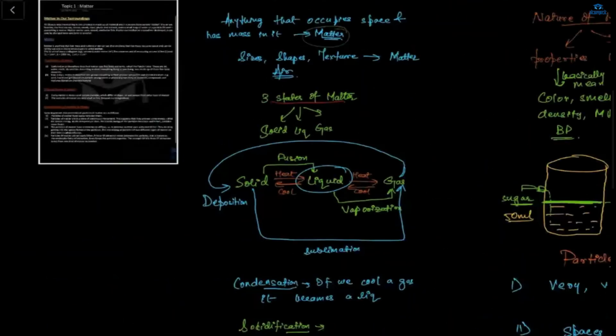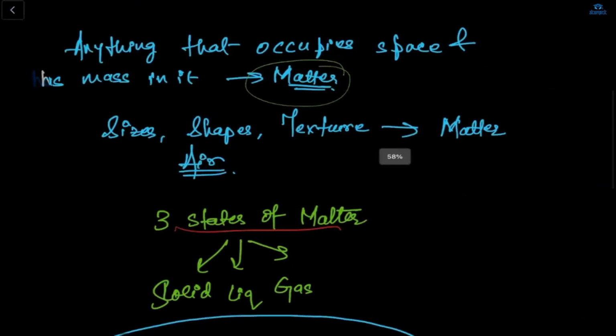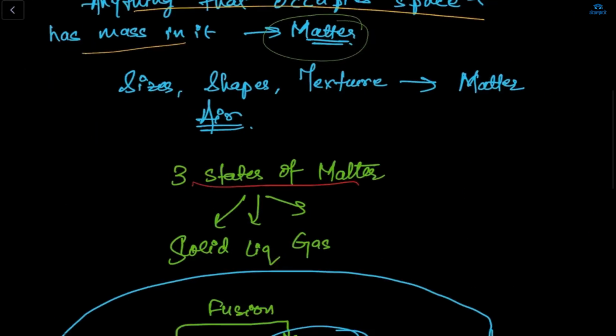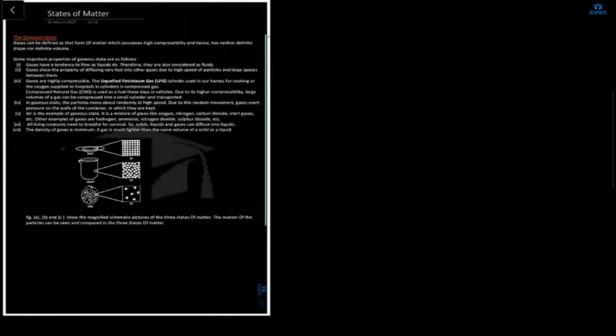Now, we'll switch to the next part, matter in our surroundings. What is matter? Matter means anything that occupies space and has mass. The same thing we already discussed. Matter is of three types: solid, liquid, and gas. So first let me discuss this part.